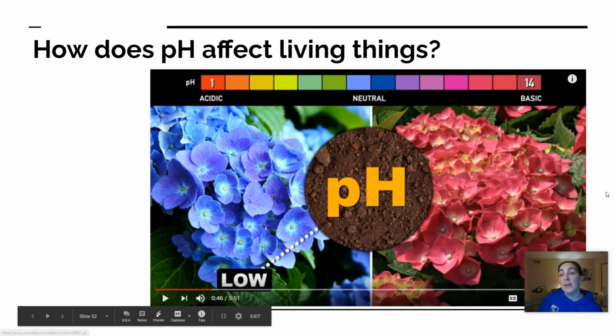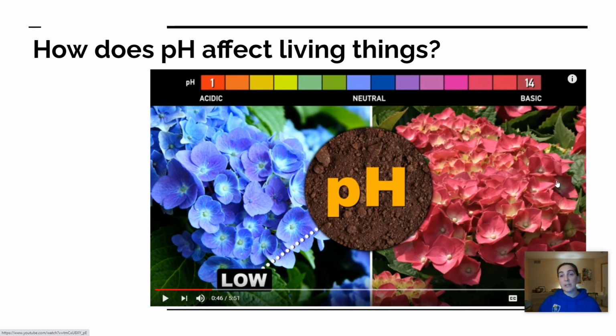pH can have a big effect on living things. Like we said, you need to maintain the correct pH within your body, but the pH of the environment around some living things can matter as well. That's really important when you're talking about plants and soil pH. You may have seen these flowers before. These are hydrangea flowers, and hydrangeas are actually a really cool example of how pH can affect living things. The exact same plant can produce blue flowers when the soil is a certain pH, and pink flowers if the pH of the soil changes.